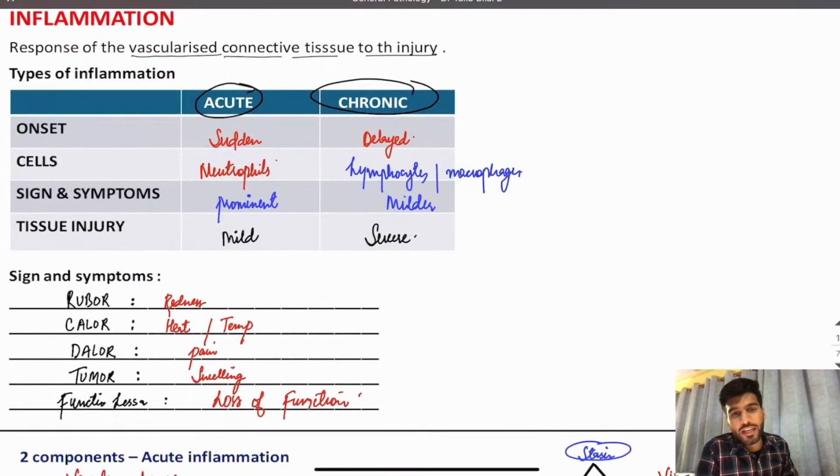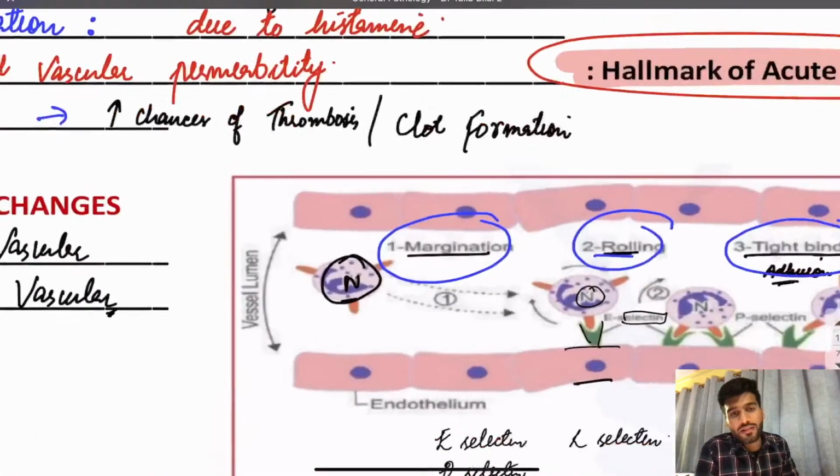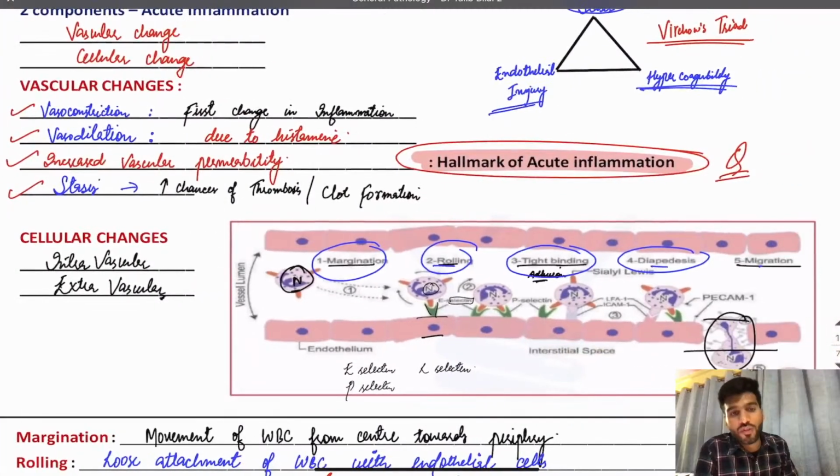Then inflammation, guys, acute and chronic. The onset is sudden and delayed. Then the vascular changes in acute inflammation. Remember, first there will be a vasoconstriction. That's the first change in inflammation. Followed by that, due to the histamine released from the mast cells, it will cause vasodilation. Further, there will be increased vascular permeability, which is a hallmark of acute inflammation, and then stasis of the blood, which can lead to the chances of thrombosis or clot formation.